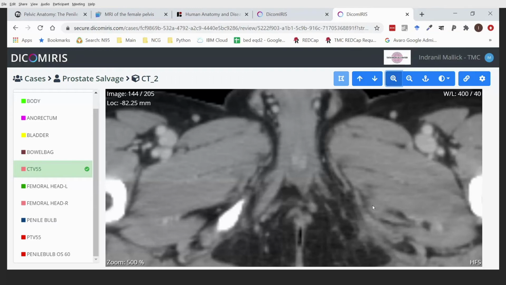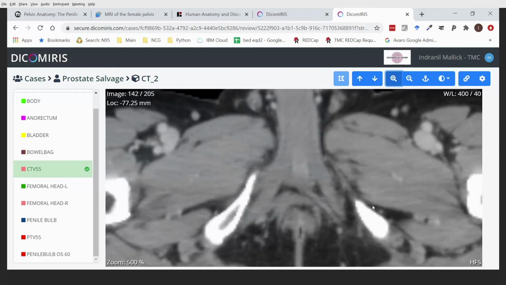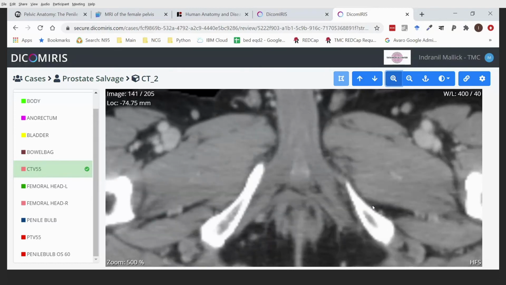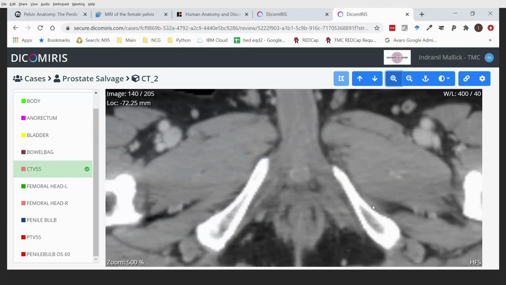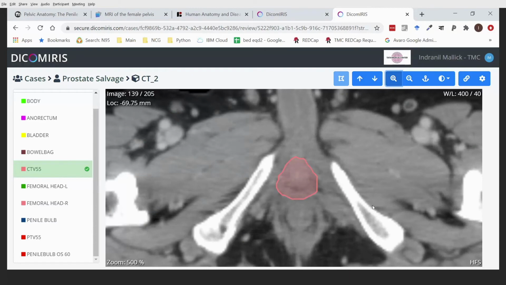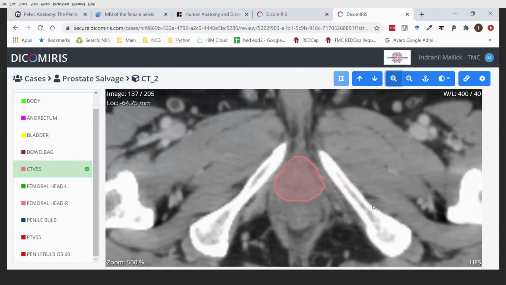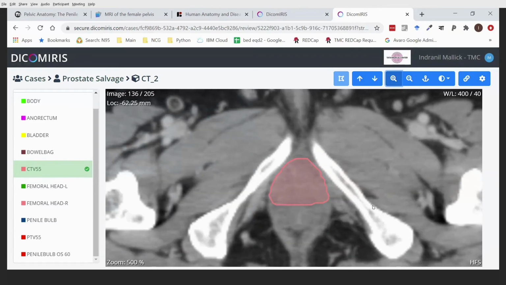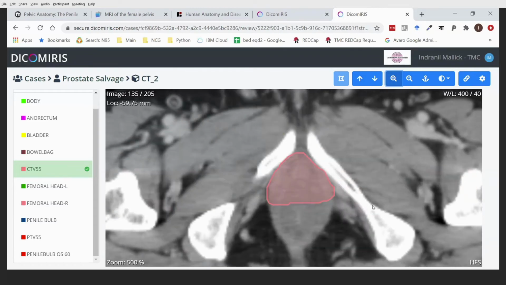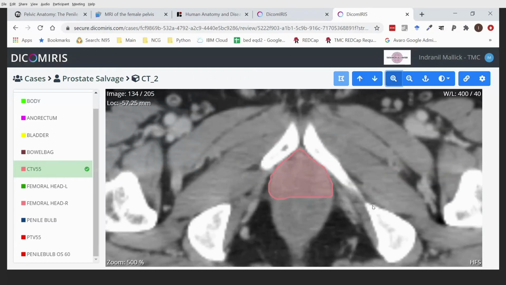This was a T2N0 prostate cancer, which failed after about a year or so, and we treated this patient with early salvage radiotherapy. Now I'm going to go up a little bit and then slowly come down again.